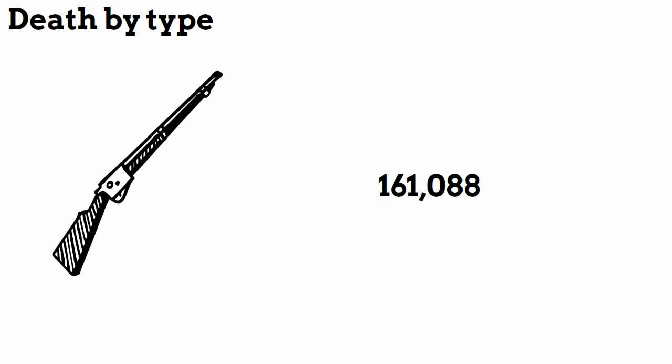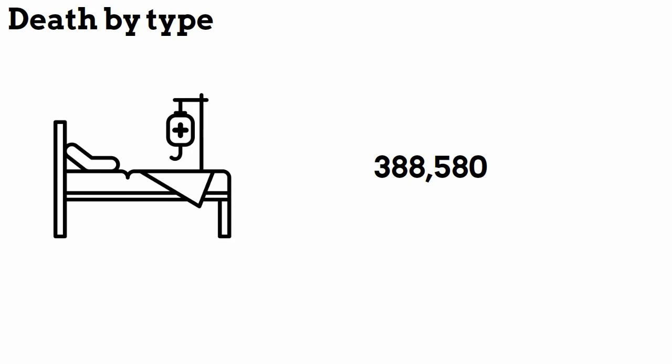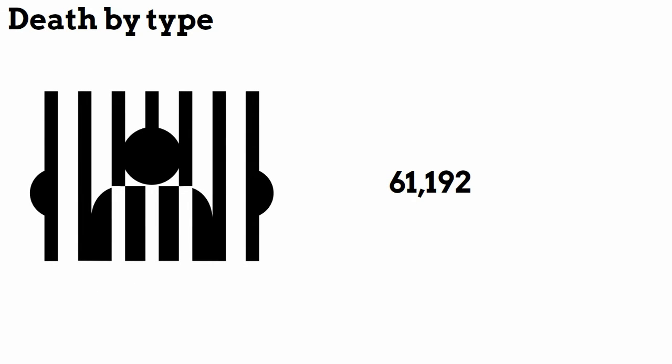The death of the Union and the Confederate soldiers can be divided into many categories. Here are the following. 161,088 soldiers died in the action. 388,580 soldiers died of disease. 61,192 soldiers died as prisoners of the war. 24,881 soldiers died due to other types of non-battle causes.